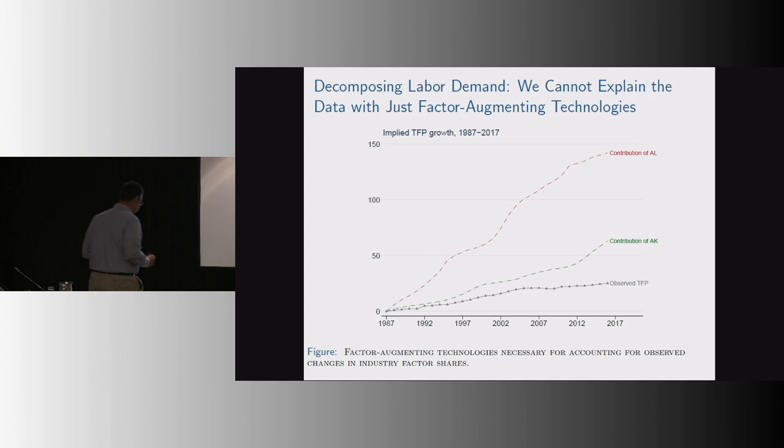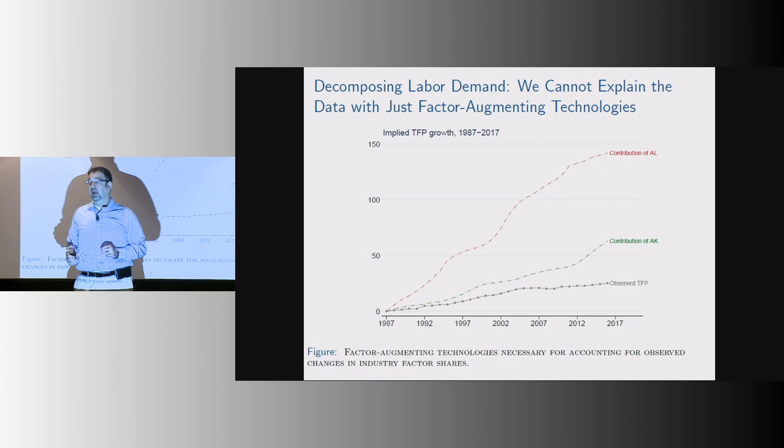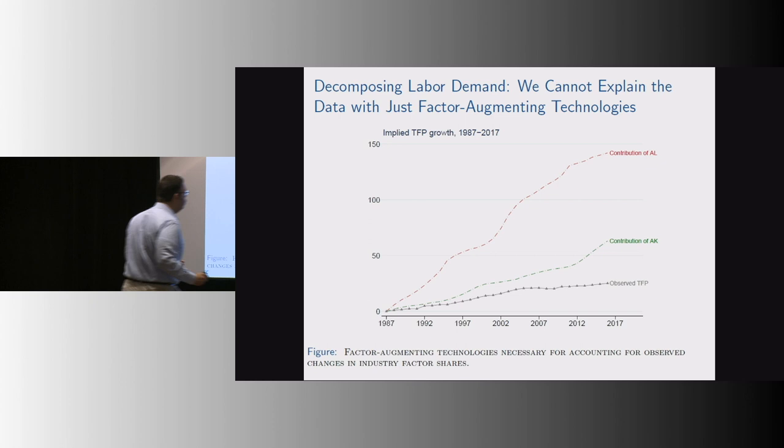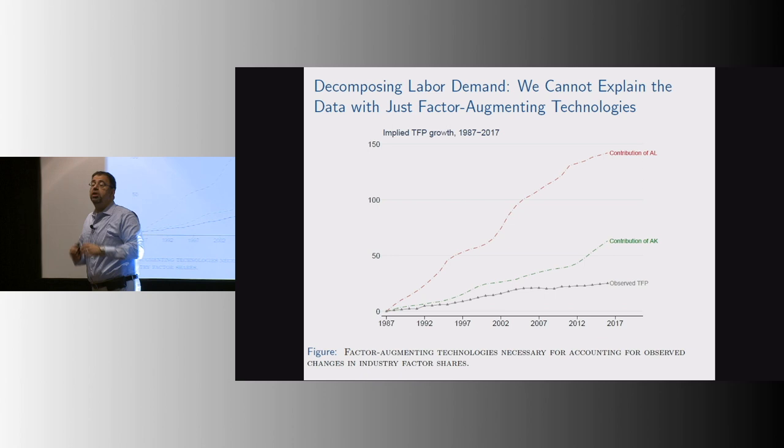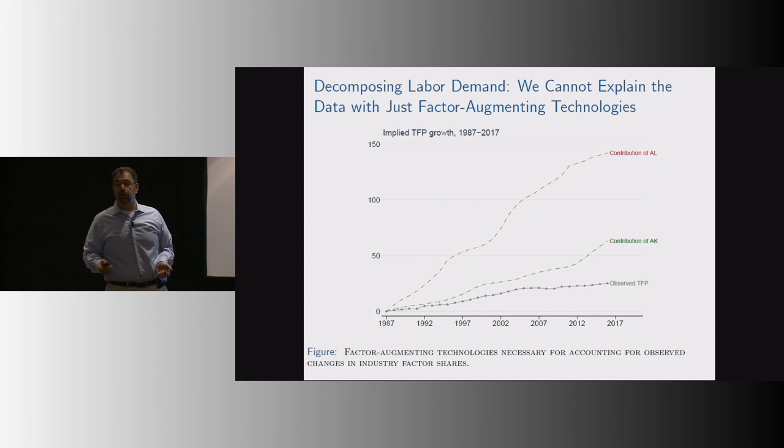So this is the actual observed TFP. You would need to have about 2.5 times that just coming from capital augmenting technological changes. And you would need to have about 10 times that coming from labor augmenting technologies. It's just impossible to explain the data with factor augmenting technologies. But still, we have a residual. Does that residual make sense?